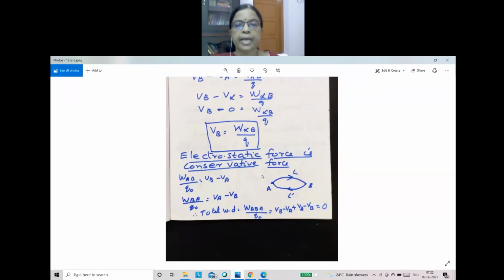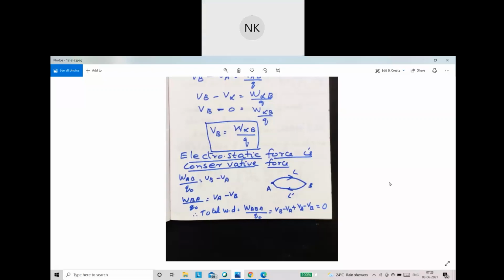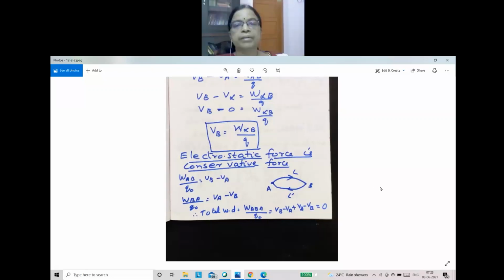So electrostatic force is a conservative force. Gravitational force is also a conservative force. What is a conservative force, children? Do you remember? Last year we studied what a conservative force is. The energy of the body before and after the work done is constant.